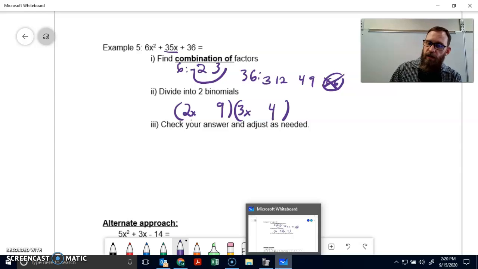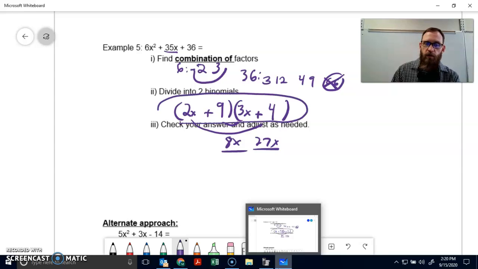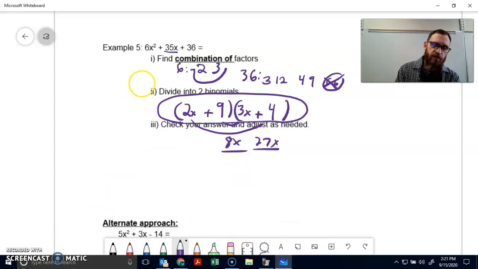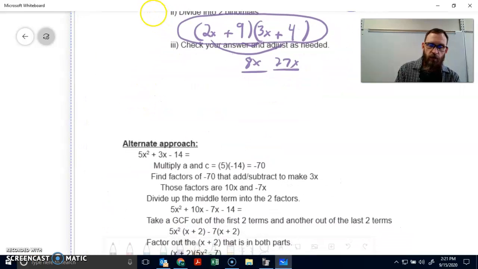Now let's check it. Outside gives me 8x. Inside gives me 27x. 8 and 27 do in fact add up to 35. Both can be plus because that works for all the signs. So I have the right combination here. So it's kind of a matter of elimination. Just trying to see which factors work, which factors do not.